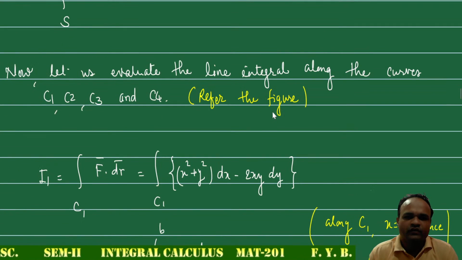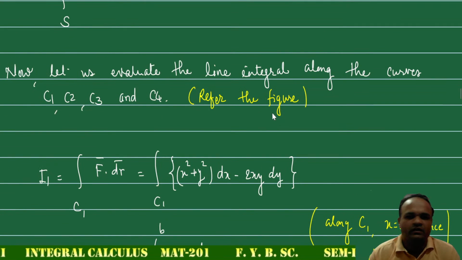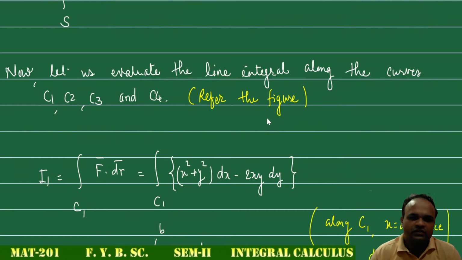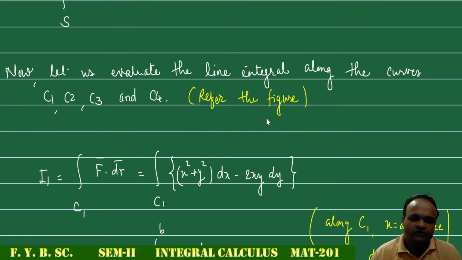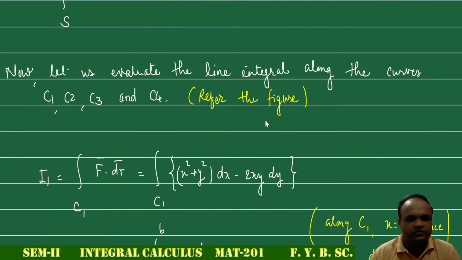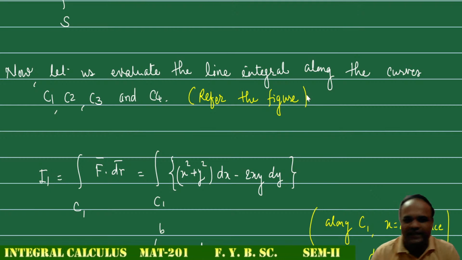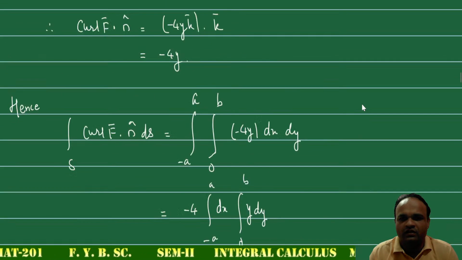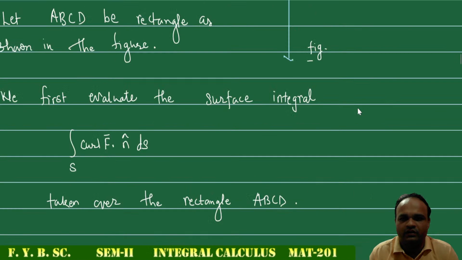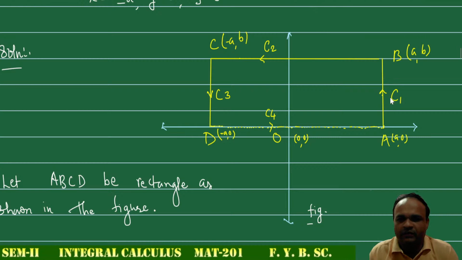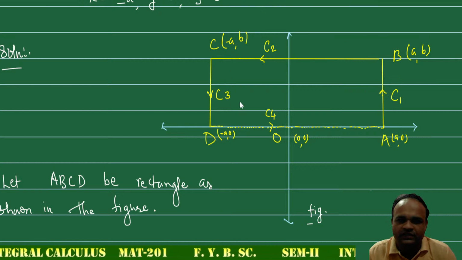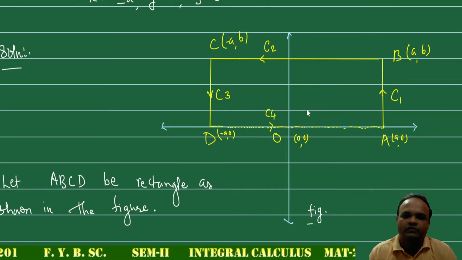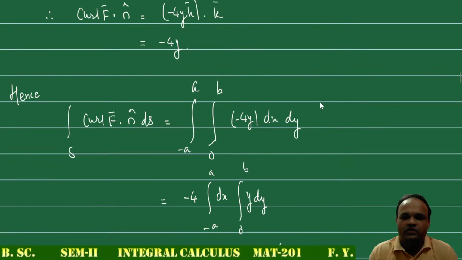So now let us evaluate the line integral, and we'll check whether these two integrals are equal or not. If equal, then that will be the verification of Stokes theorem. So let us evaluate the line integral along the curves C1, C2, C3, and C4. We have already denoted them in the figure. Which curve is C1? AB is C1, B to C is C2, C to D is C3, and D to A is C4. These are the four edges of this rectangle.